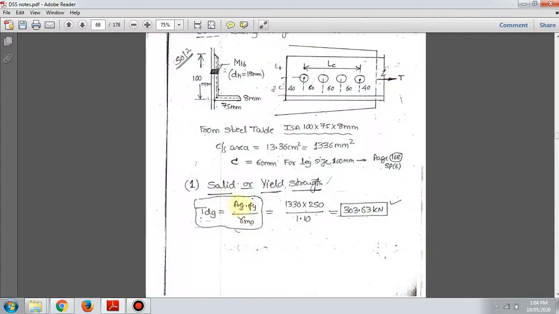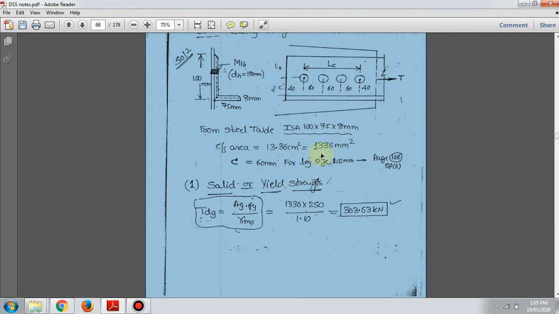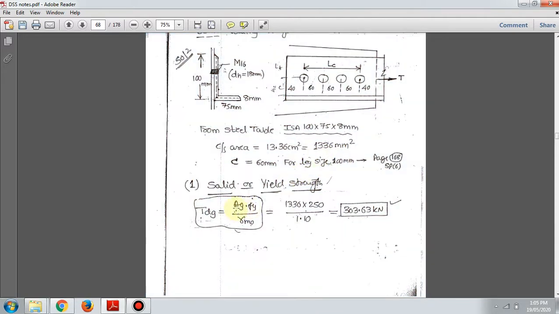Take length as 2.5. Seeing this diagram, the 175 mm angle is connected by 4 bolts. So 1, 2, 3, and the pitch is 60 and the edge is 40. So this diagram is very important. So 100 into 75: 100 is the connected leg and 75 is the outstanding leg.